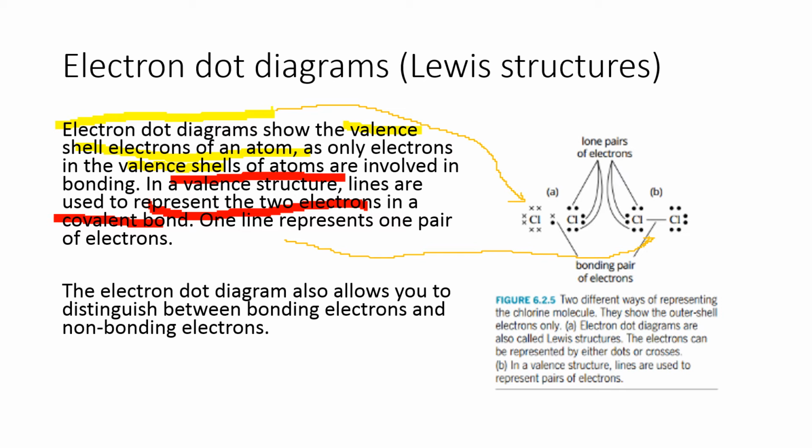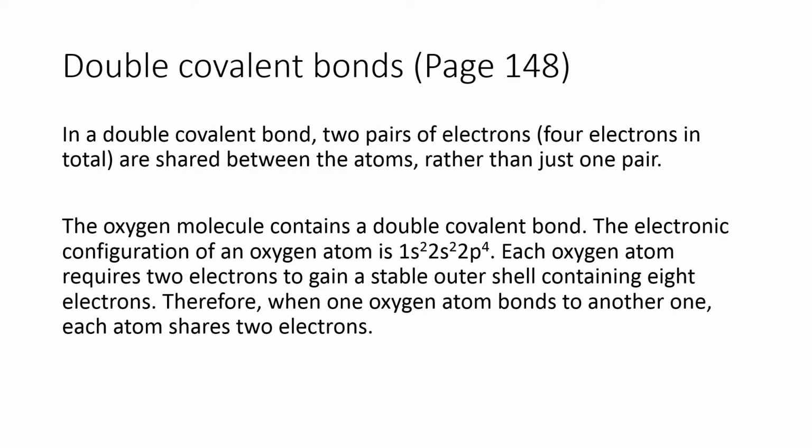Alright, so make sure you're very clear on this. The electron dot diagram is known as the Lewis diagram, and the valence structure is known as the valence structure also, of course. The difference between them is the bonding pair of electrons. The electron dot diagram uses dots or crosses to show the bonding pair of electrons, whereas the valence structure only uses the line to represent the electrons that have been shared. So I'm just going to move on to the next slide.